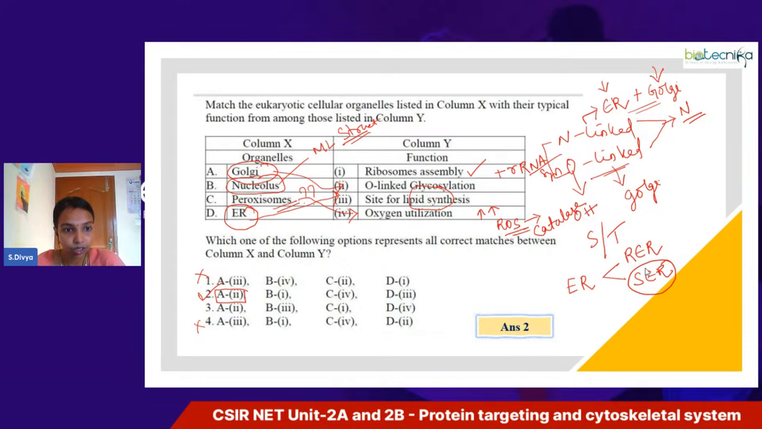Okay. So, these are the differences among the organelles with their function. So, you can also expect cellular organelles based upon the match the following type. Apart from that, as we have discussed earlier, statement-based questions also you can expect. Okay. So, that completes our second question.